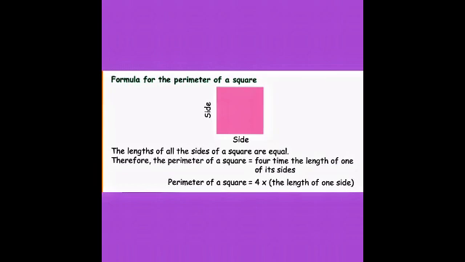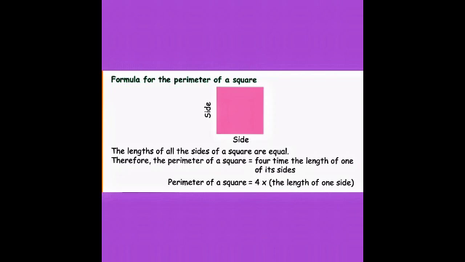The length of all the sides of a square is equal. So the perimeter of a square is equal to 4 times the length. For a rectangle, it is 2 lengths and 2 breadths, so 2 into length plus 2 into breadth. Here all the sides are equal, so there are 4 sides, that is 4 times the length of one side. Perimeter of a square is equal to 4 into the length of one side.